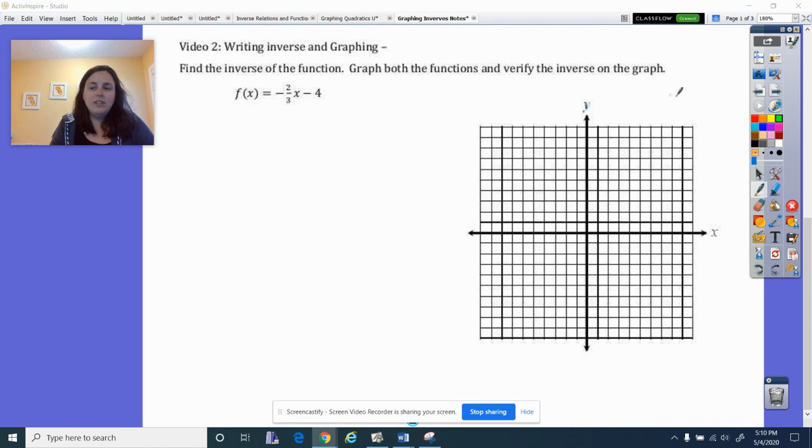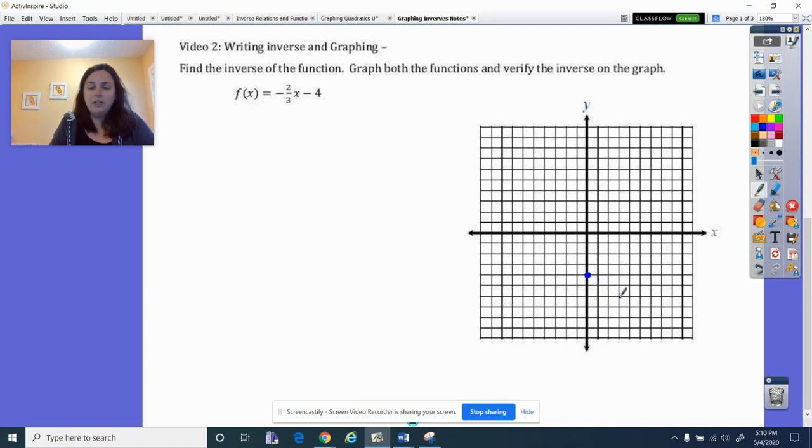Let's just graph this first line. What I'll do is graph that first line in blue. Here, remember, y equals mx plus b. My b is -4, so that's my y-intercept. So here I'm graphing my y-intercept at -4. And then how do I get to my next point? Well, here's my slope: down 2, to the right 3. So I'm going to move down 2 and to the right 3.